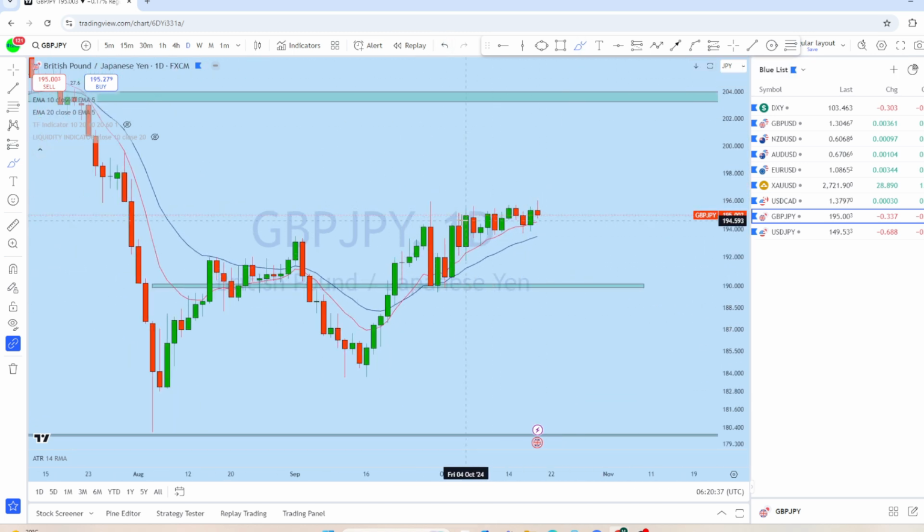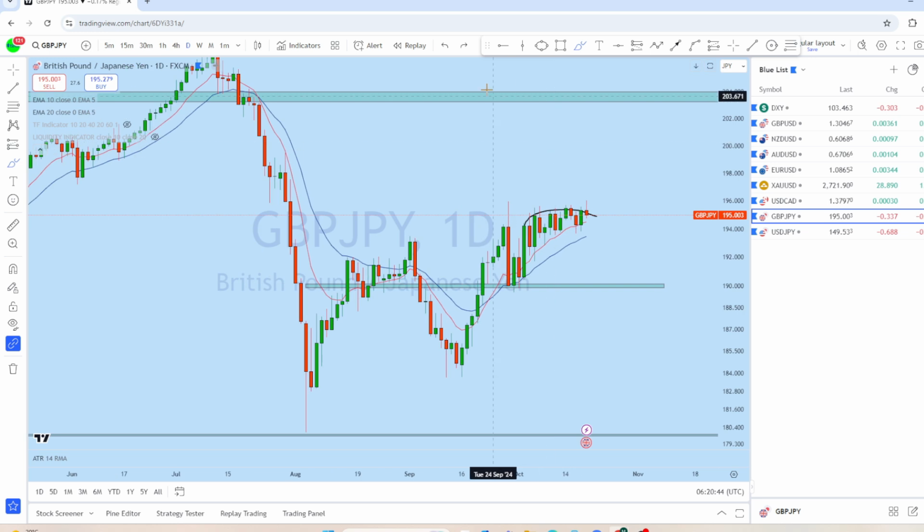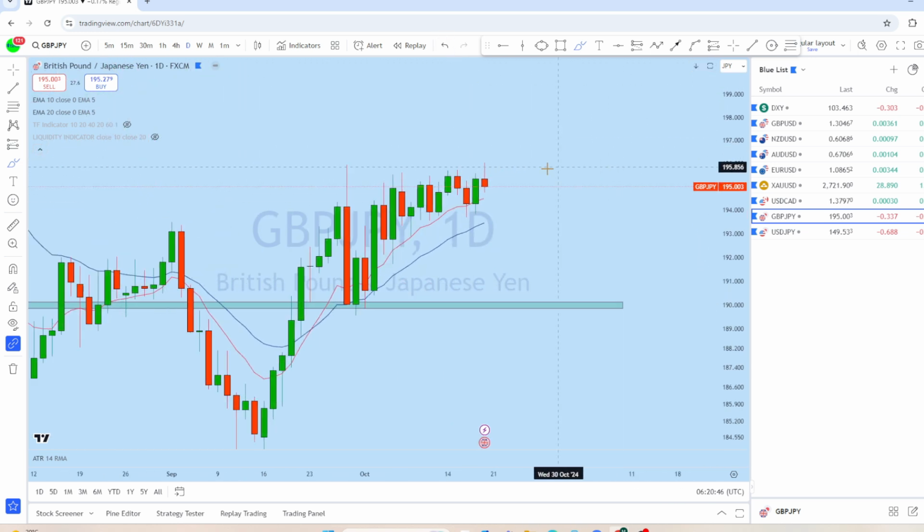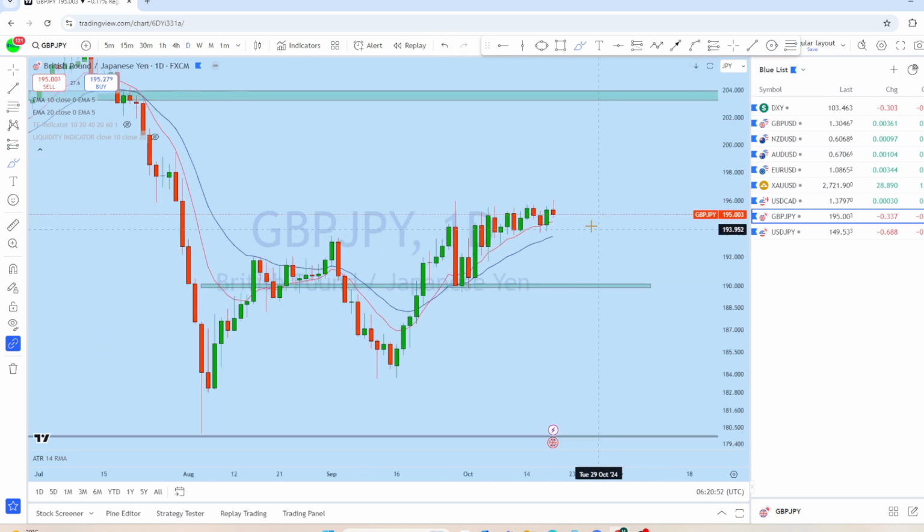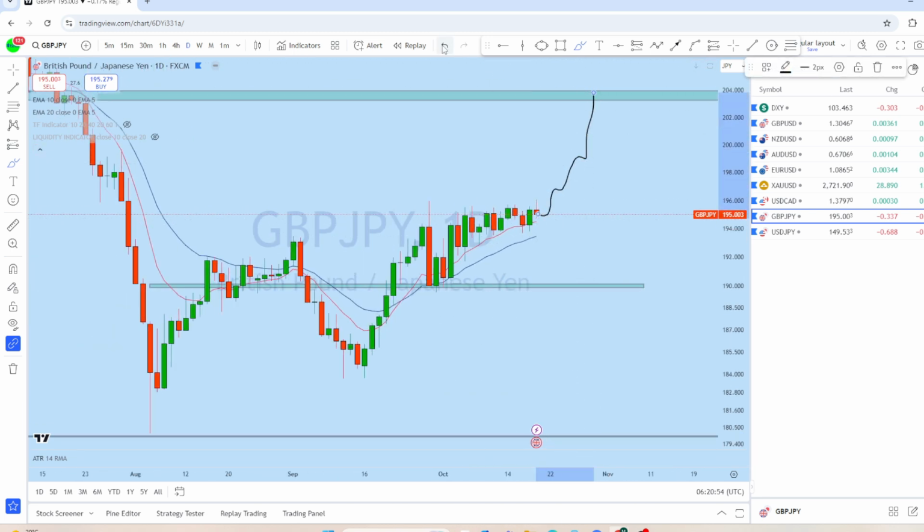We can see that in this area there was a narrow consolidation pattern, and with that narrow consolidation pattern, what we can expect on GJ is for the market to come down for a deeper pullback and then to continue to the upside to create a new higher high in that direction.